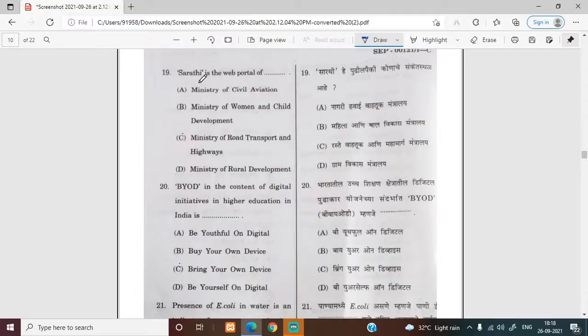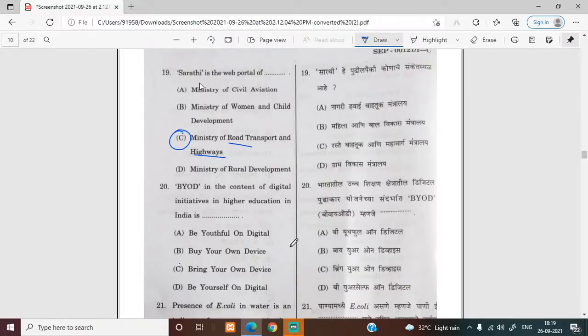Sarthi is the web portal of Ministry of Civil Aviation, Ministry of Women and Child Development, Ministry of Road Transport and Highways, or Ministry of Rural Development. The right answer to this question is Ministry of Road Transport and Highways. The web portal used is Sarathi. It is a scheme for licensing vehicles. It is an ICT based solution for vehicle registration. It is greatly helpful for the citizens of our country, and it is related to road transport and highways.